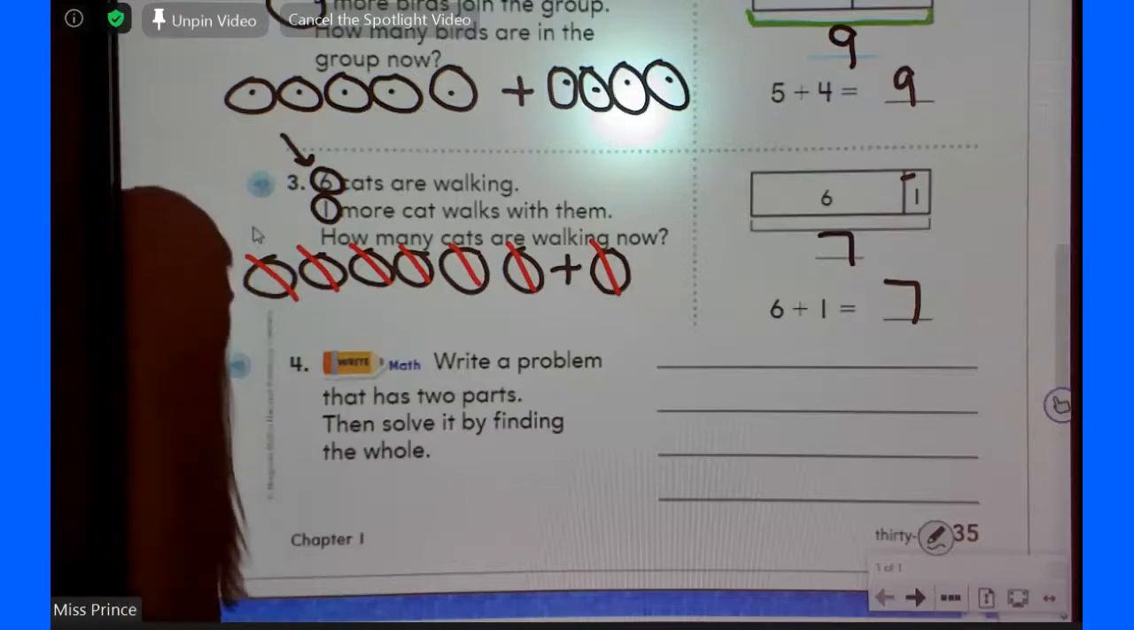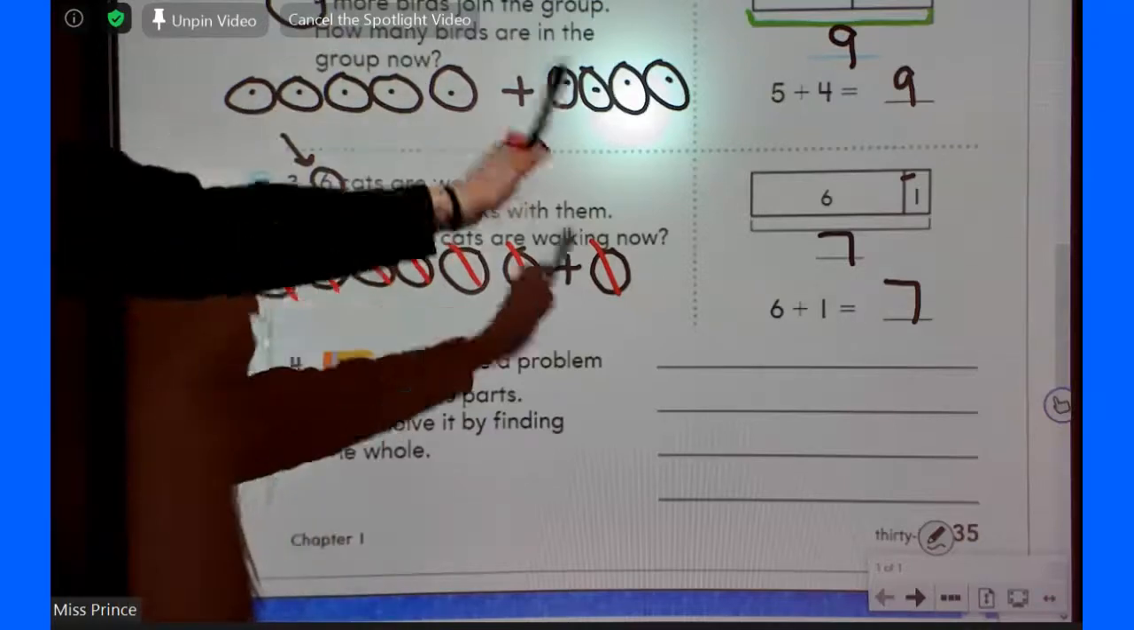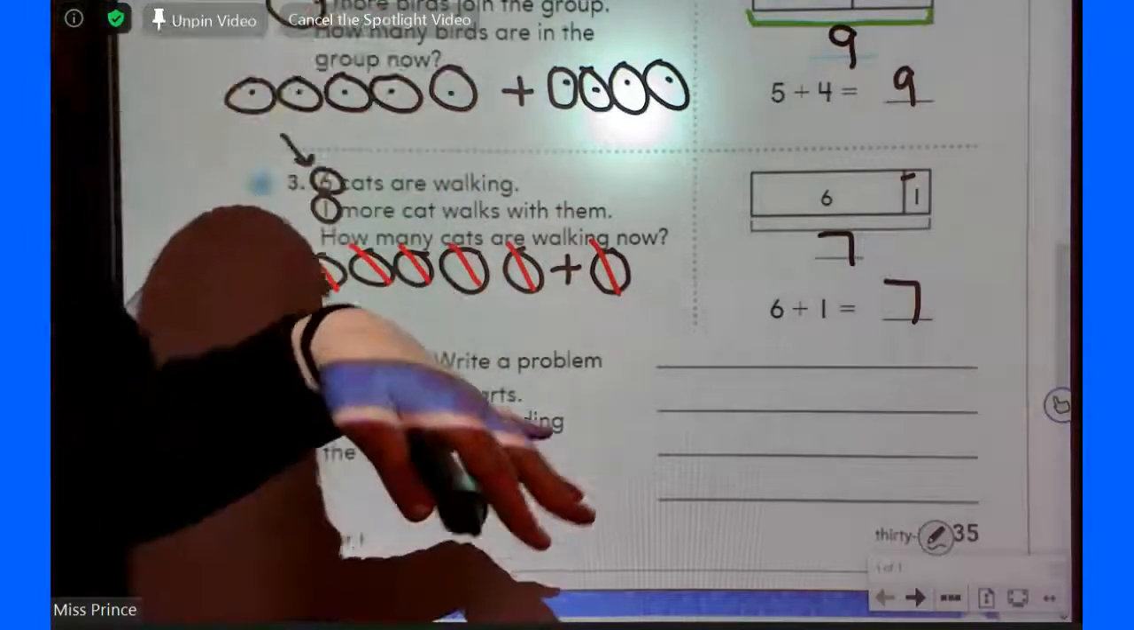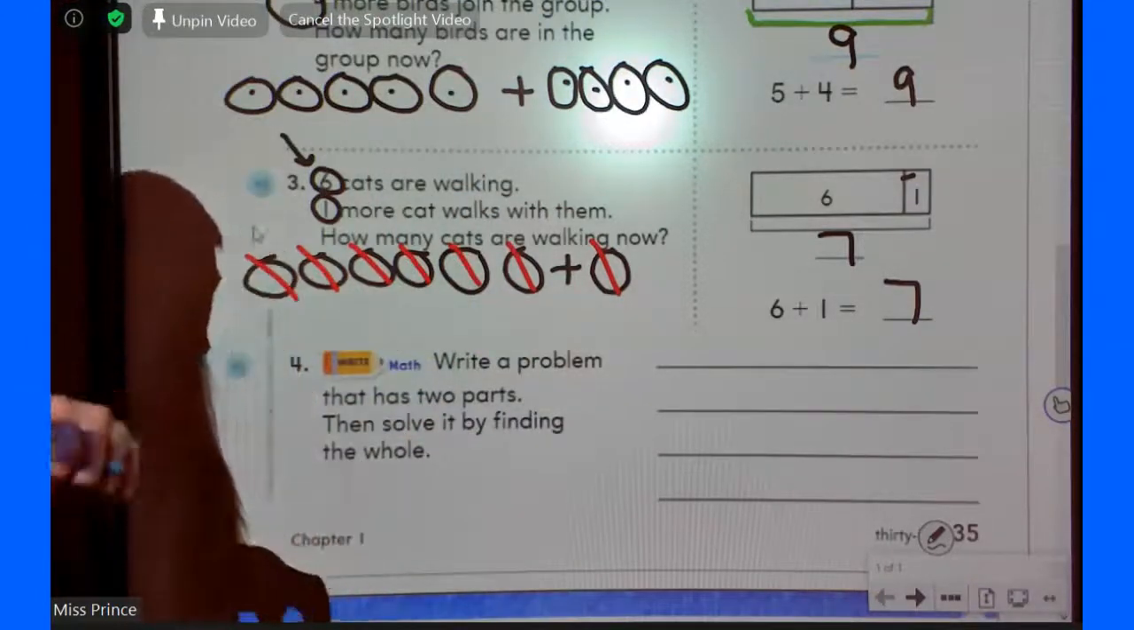Go ahead and check your screen. If you are all ready, I want you to put your hand up. If you are not ready, make sure that hand goes back down. I want to make sure everyone's ready.